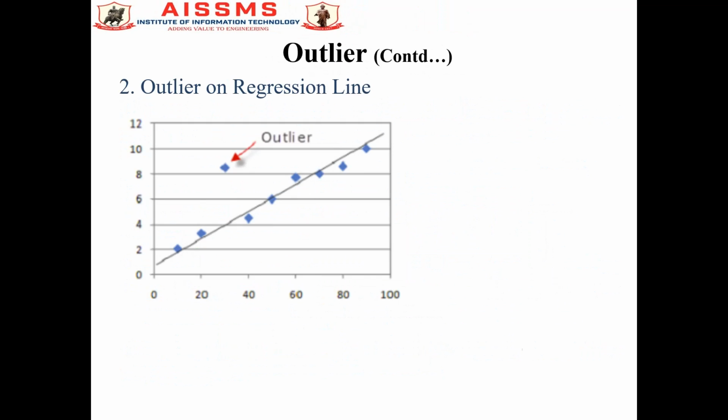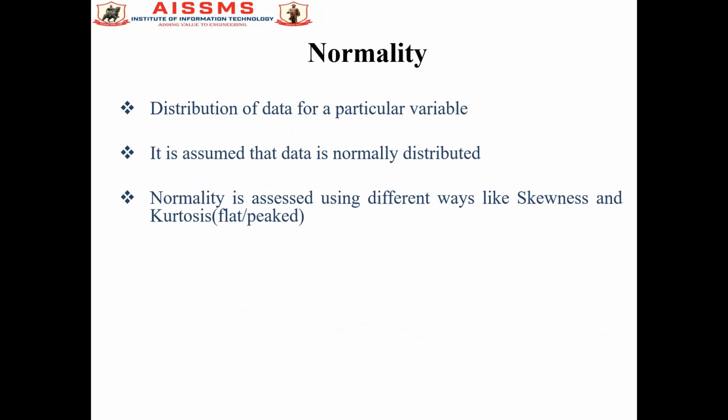Today we will discuss normality. Initially we need to understand the role of normality in data preprocessing. By using normality we can find out the missing values. Normality is defined as the distribution of data for a particular variable. Before preprocessing, we assume that data is normally distributed, but if it is not, then we need to normalize it so that we can get proper results for the data analysis.